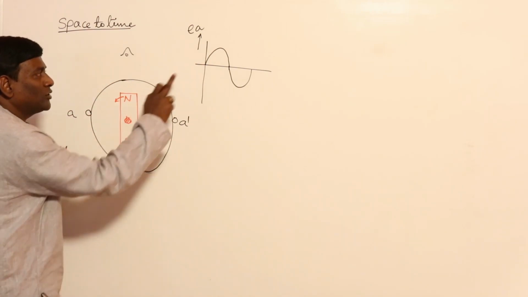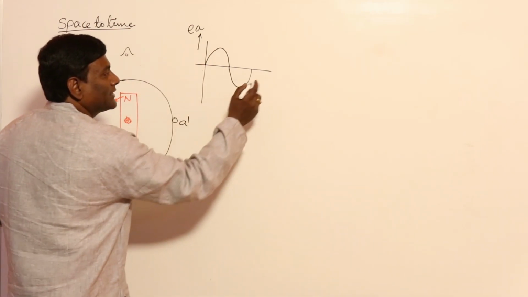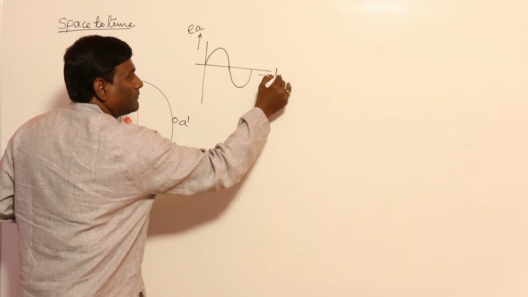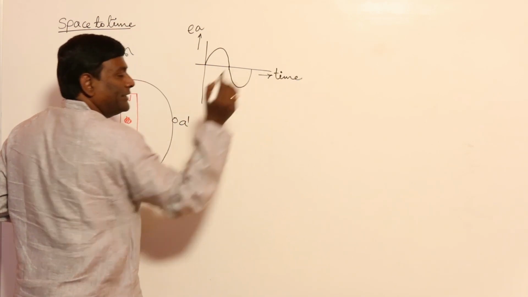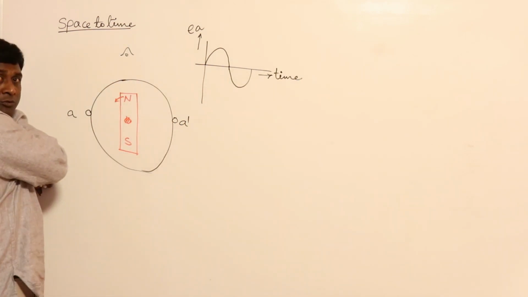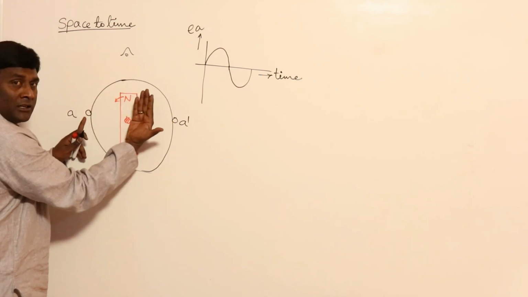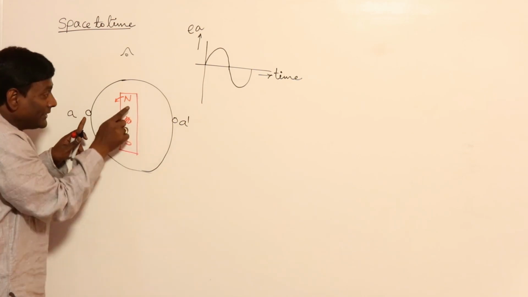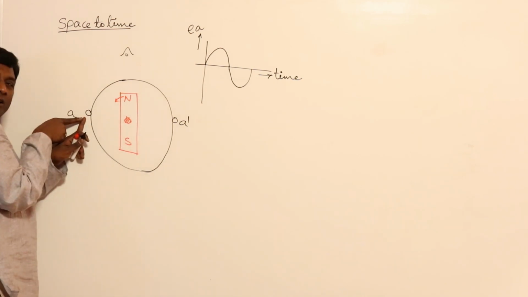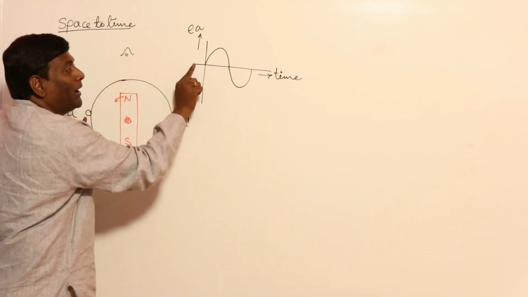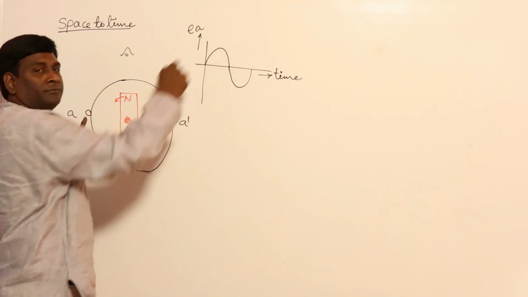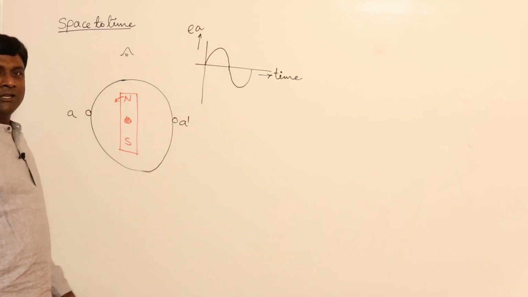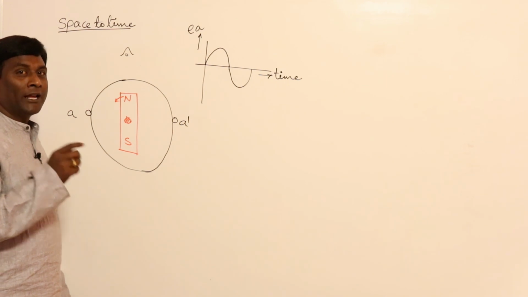As of now the induced voltage, what is this x-axis? Time, omega t. As of now the induced voltage here is 0 when the pole is here. When the pole is rotated by 90 degrees in space, the induced voltage here will be moved by 90 degrees in time, because sin 90 is maximum. So this is space to time.